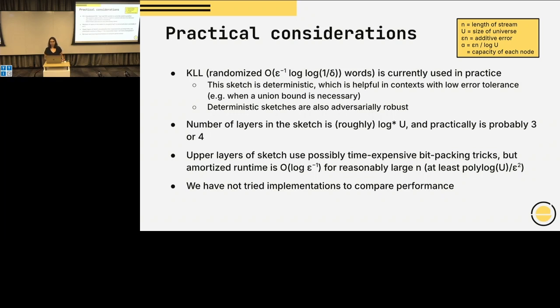Okay, in terms of practical considerations, that basically concludes the discussion of the algorithm. Moving on to practical considerations, the main algorithm currently used in practice is KLL. KLL uses O of epsilon inverse log 1 over delta words. So KLL is pretty good. It's only off from our algorithm by log 1 over delta. If delta is not that small, there's really no hope for our algorithm being better, probably. I think the thing though is that our algorithm actually doesn't have terrible constants.